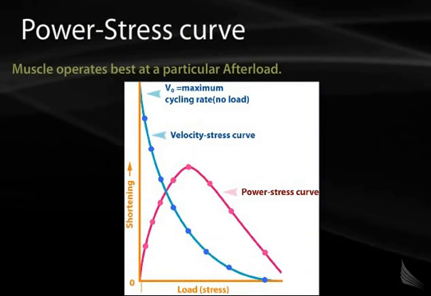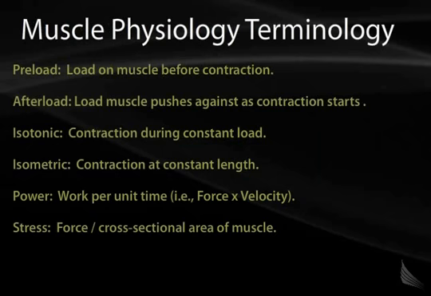And this is the reason why there are particular preloads or lengths where one can achieve maximum muscular contraction. Another important relationship is the relationship between load and power. Power of a muscle is computed by knowing how rapidly it contracts and against what force it's contracting. There's some terminology here we should be familiar with.